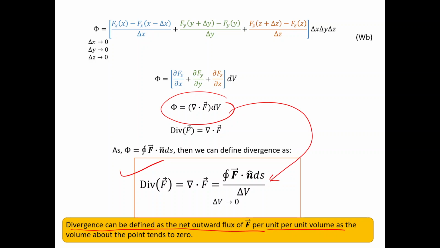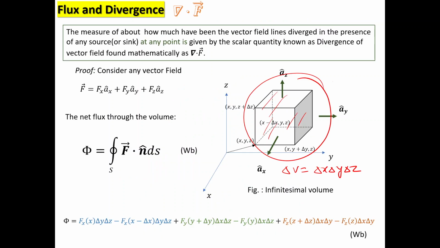If we look at the formula here, it is the net outward flux per unit volume as the volume around the point tends to 0. Then at any point, what is the divergence? Because at that point there may be the presence of a source or sink. If some source or sink is present here, then the incoming vector will get diverged. Two flux lines cannot cross each other.